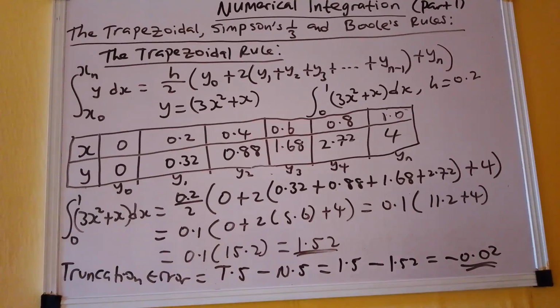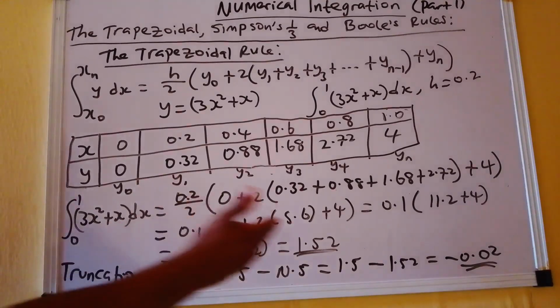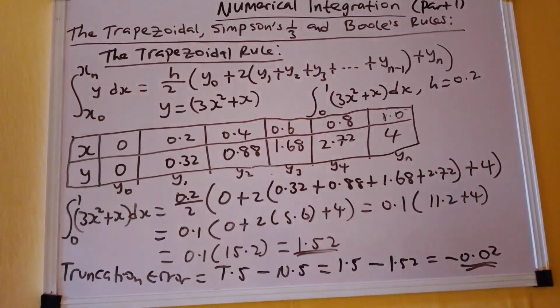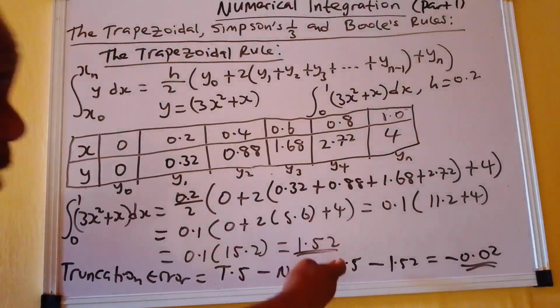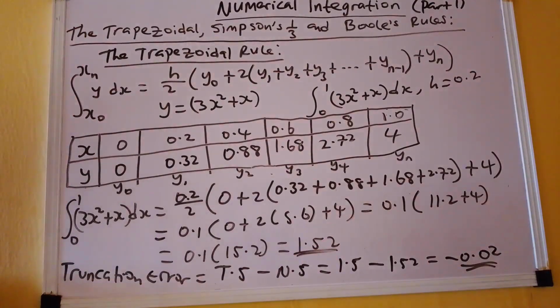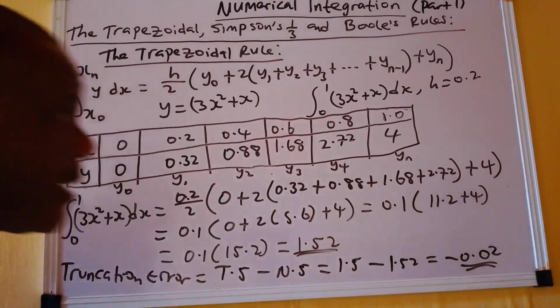So you can say that the trapezoidal rule has produced a result that is very close to the result from the conventional method. The true solution is 1.5. We solved it earlier. While the result we got using the trapezoidal rule is 1.52. So this is how to apply the trapezoidal rule.